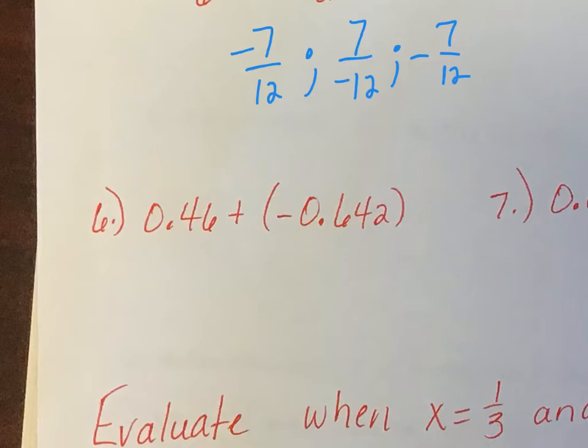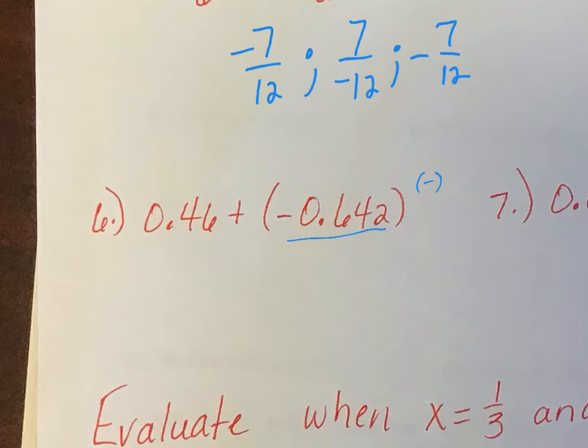Okay, it's 0.46 plus negative 0.642. Are we really going to add these, or are we really going to subtract them? Subtract. We are going to be subtracting these. Take the absolute value of each number, and this one is bigger, right?